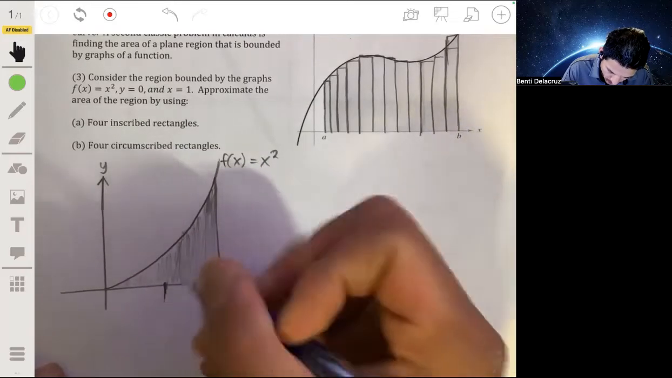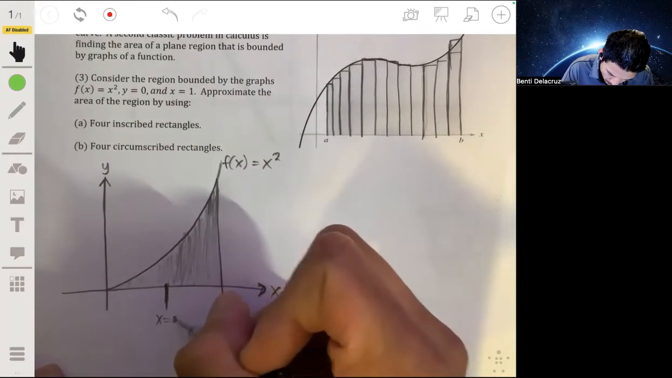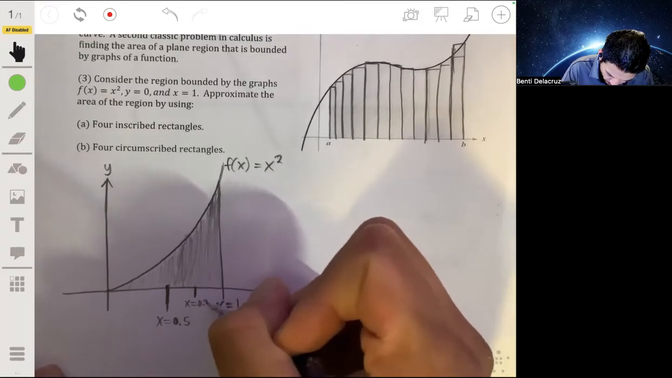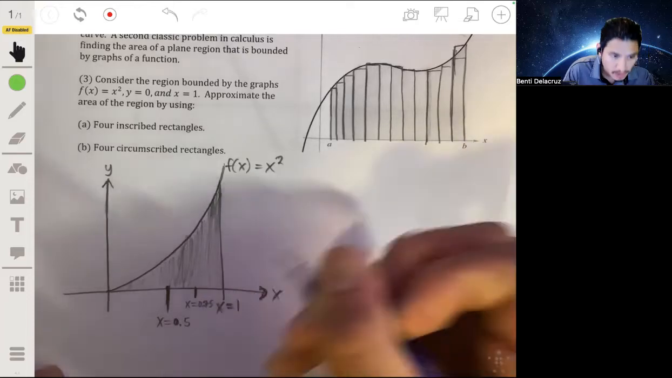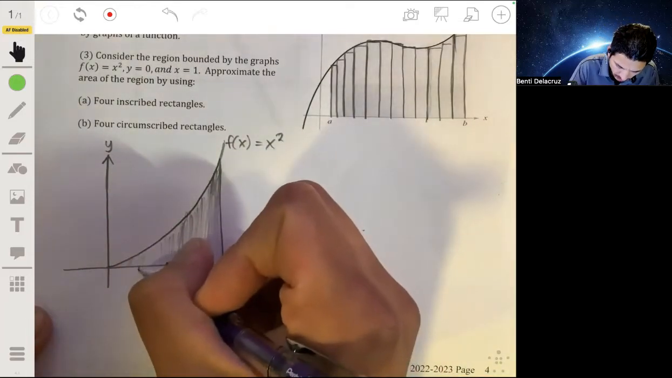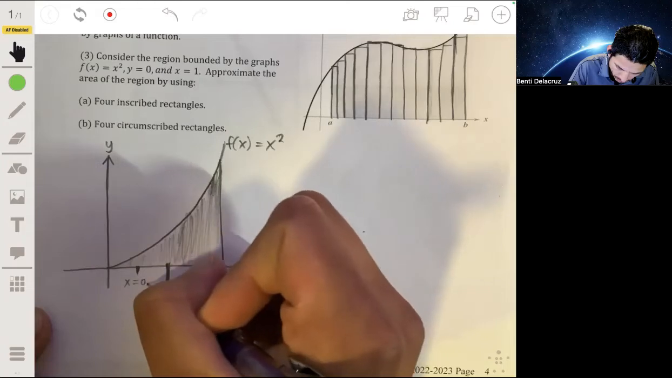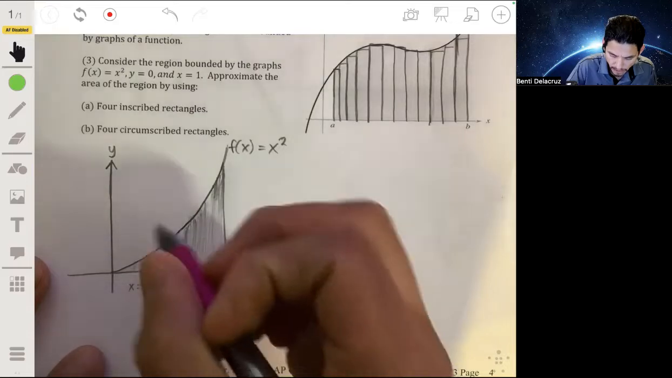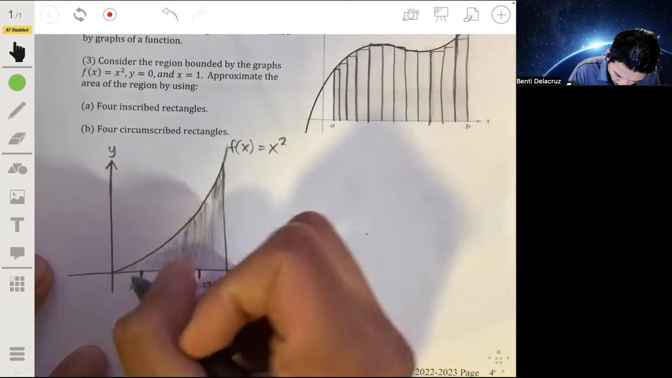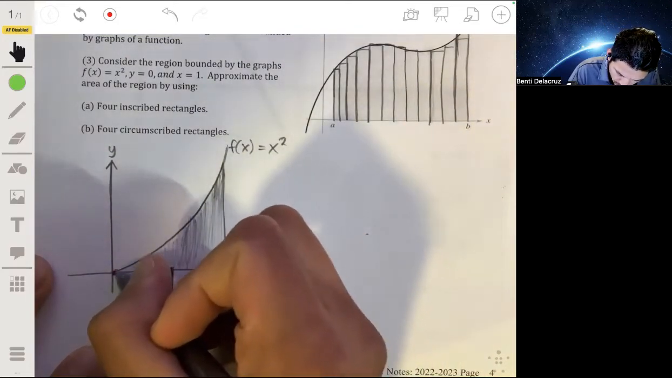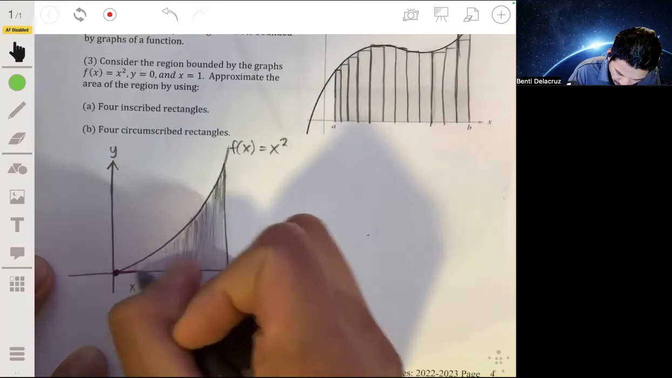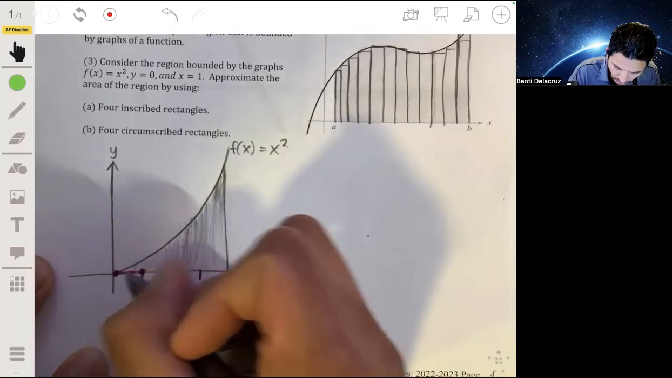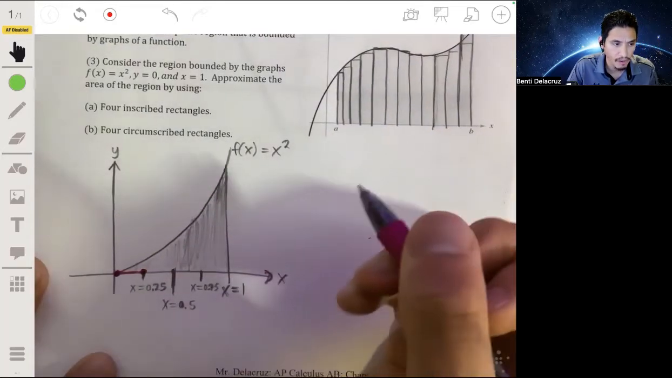So we could say x equals 0.5 would be something like that. And x equals 0.75 over here. And then over here we could have x equals 0.25. So we're going to make rectangles partitioned like this. This first rectangle is essentially a flat line, where these 2 points make up the top corners at the left and the right. I'm going to show you why in just a minute.